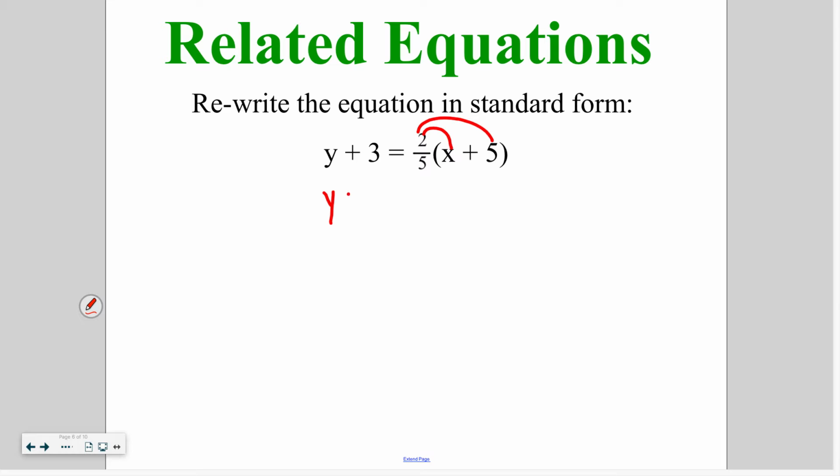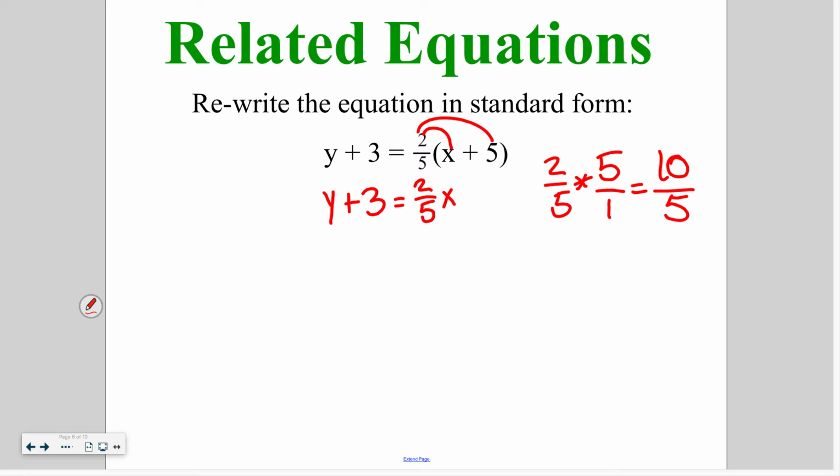We're going to end up with y plus 3 is equal to 2/5 x plus 2/5 times 5. Off to the side, if you remember when we multiply fractions, we multiply our top and our bottom. 10 divided by 5 gives me plus 2. So right now we have y plus 3 is equal to 2/5 x plus 2.